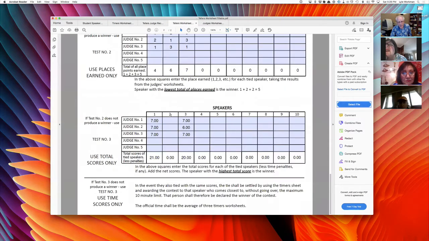Those would be transposed to these squares. Judge 3 scores for speaker number 1, 3 scores for speaker number 2. The winner would have the highest total score. Understand what I'm saying? These numbers are added up here. The person with the highest number would be the winner on this test. Understand?